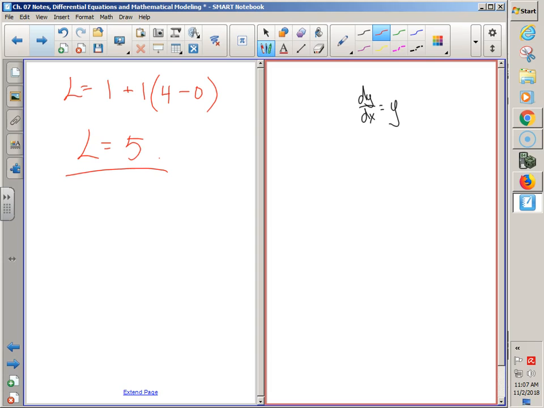Just because I can do this one. Do you guys see how I did y prime equals y? I went ahead and solved it, or I should say rearranged it, so I could do dy over y equals dx.